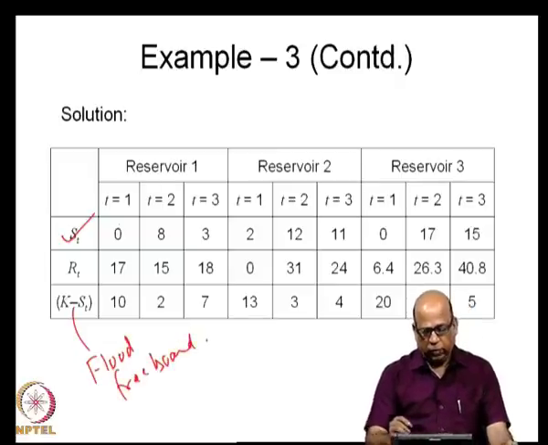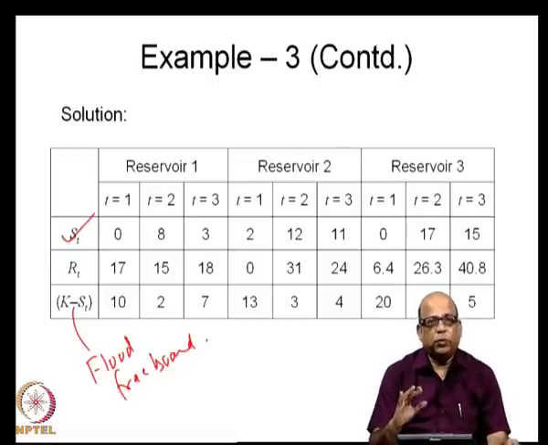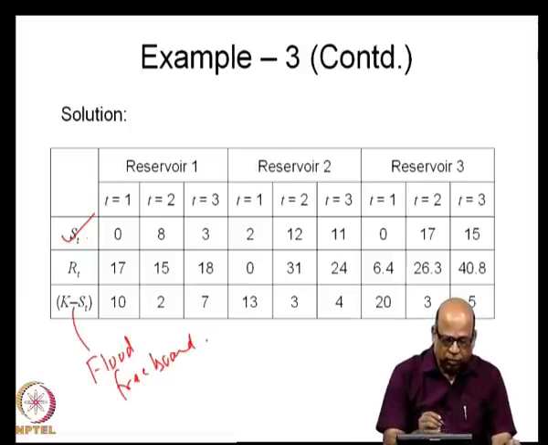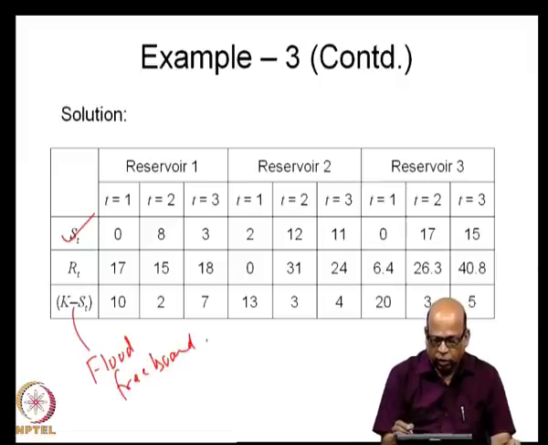So, this defines the optimal policy. That means, at period number 2, let us say at reservoir number 1, you maintain a storage of 8, and then during the period 2, you make a release of 15, and then you end up with certain storage at the end of the period.